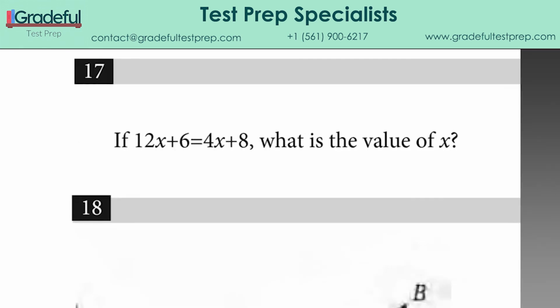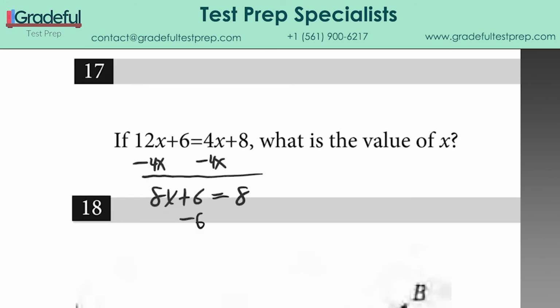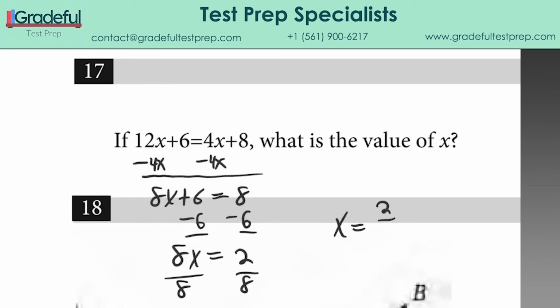Question 17 is just asking us to solve a nice simple equation. If we take away 4x from both sides, minus 4x minus 4x, that would give us 8x plus 6 equals 8. And then if we take away 6 from both sides, we get 8x on the left and 2 on the right. Then maybe we can divide by 8 on both sides, and x equals 2 over 8, which is the same as 1 over 4.